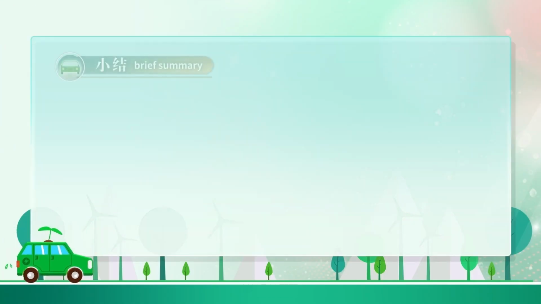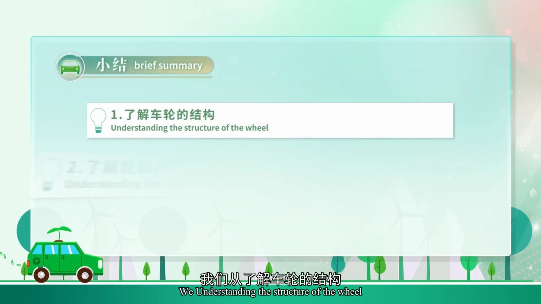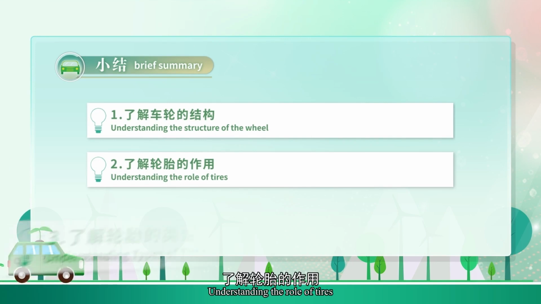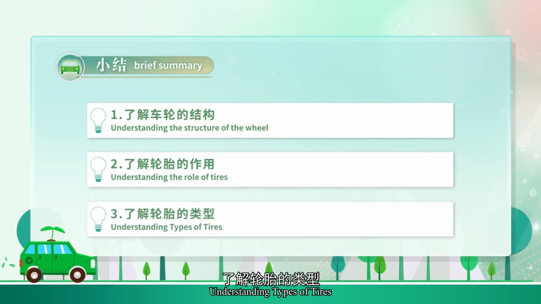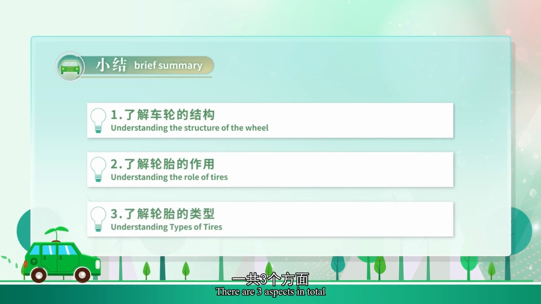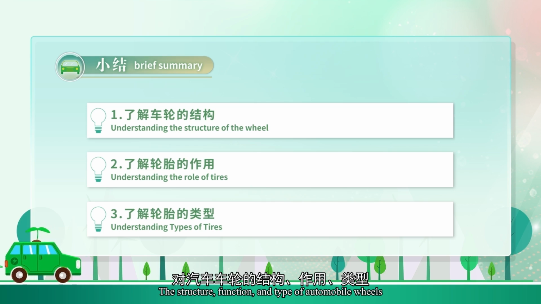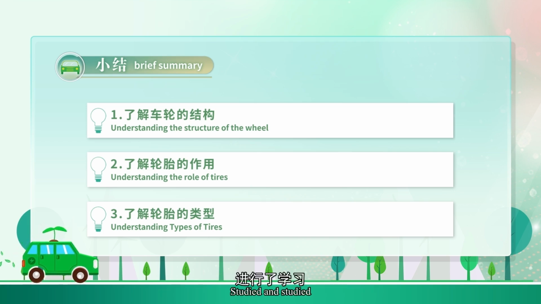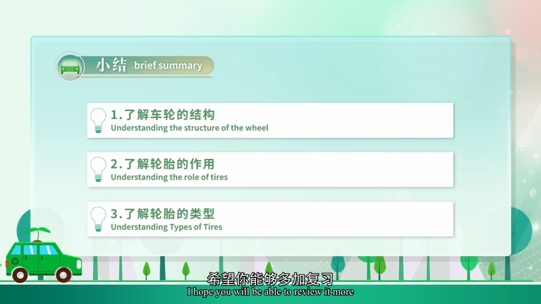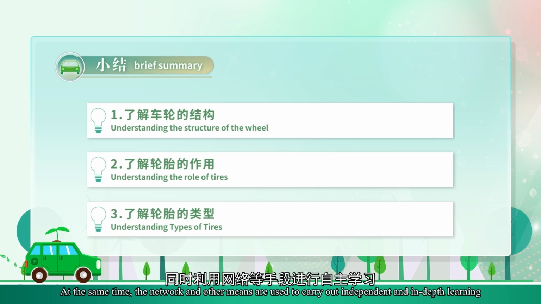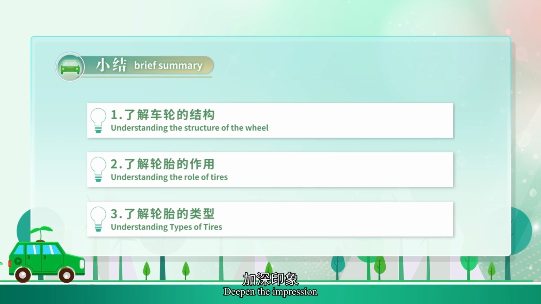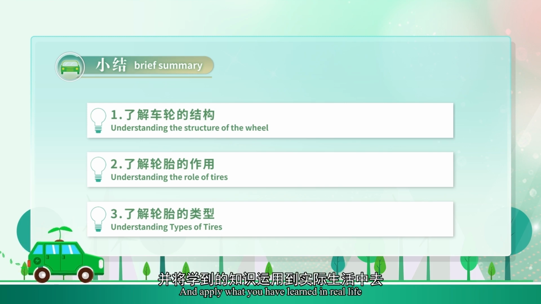In this course, we will understand the structure of the wheel, understand the role of the tire, and understand the type of tire. A total of 3 aspects of automobile wheels, structure, function, and type, were studied. Believe that you already have some understanding and hope that you can review more and at the same time use the internet and other means to conduct independent learning. Deepen your impression and apply the knowledge you have learned to real life.